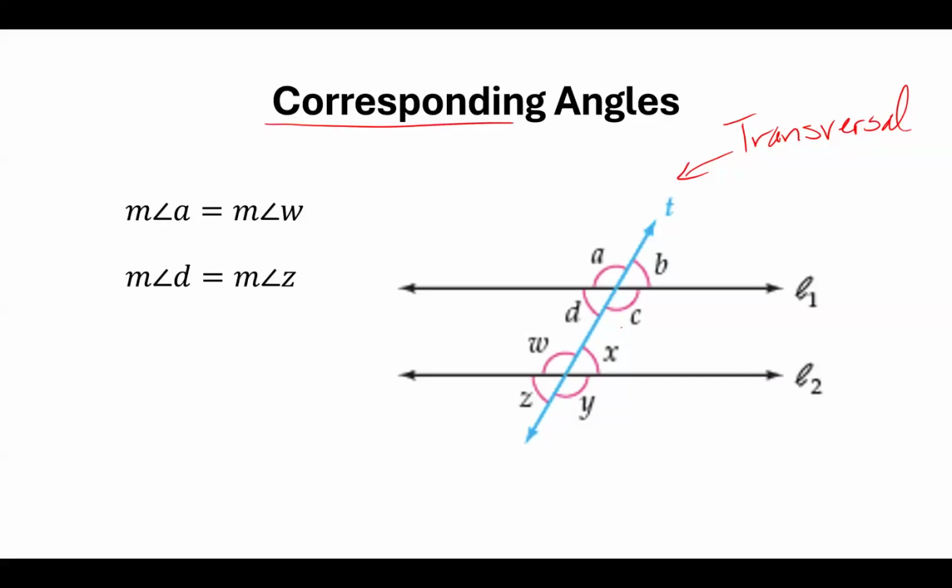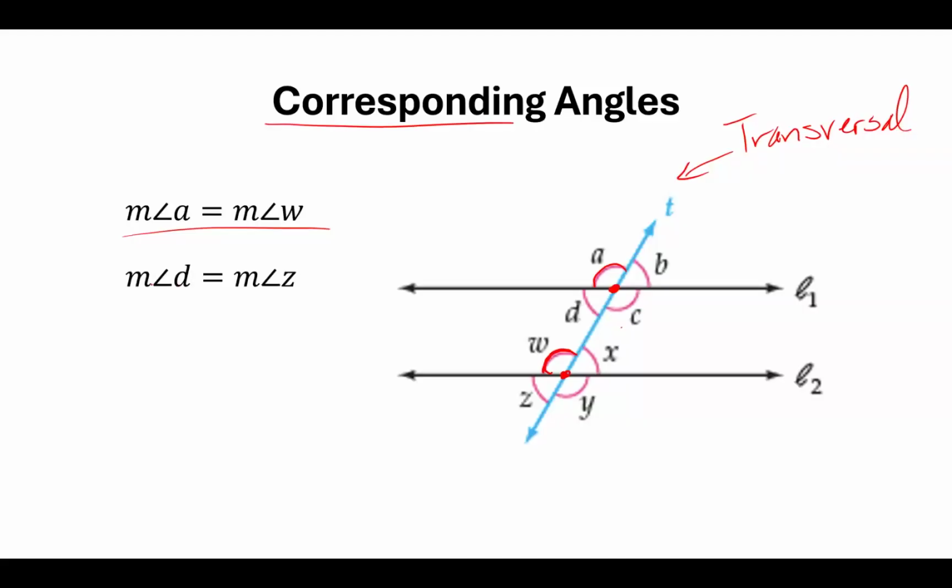Well, corresponding angles, they are in the same position. So focus on the points of intersection, this point. And on this picture, A, which is the top left, corresponds to the top left. So A is kind of like the corresponding angle on the bottom picture to W. It's exactly on the same location where W is. So they have exactly the same measurement. A and W have exactly the same measurement.